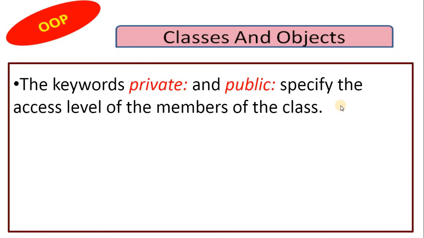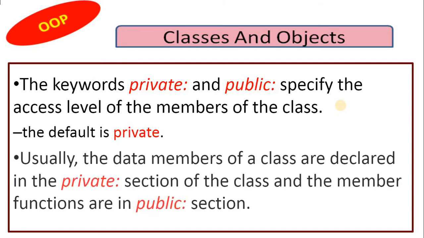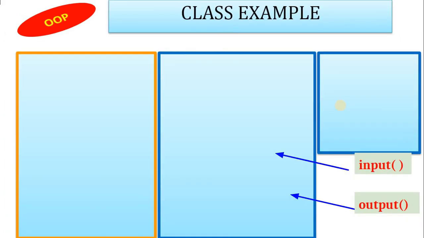So, the keywords private and public specify the access level of the members of the class. By default, if you do not write whether it is private or public, all the members become private. That is, they cannot be accessed by a non-member function, not even the main function directly. And usually the data members of a class are declared in the private section and member functions in the public section.